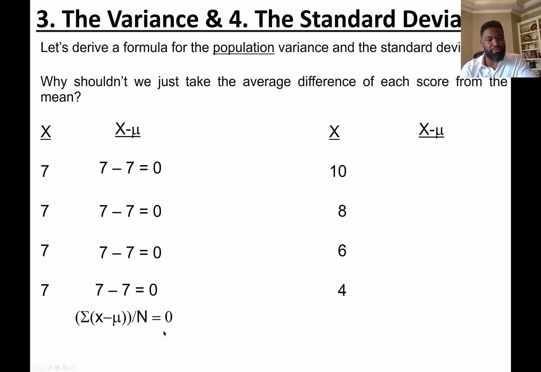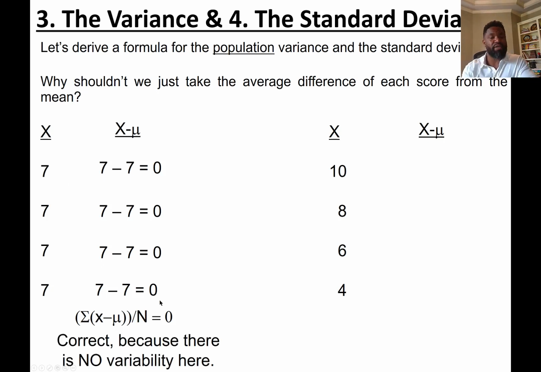What that 0 means is that we took each score minus the mean and added them all together and then divided it by the number of scores. If we did that, we would get 0. And that would basically be saying that there's no variability here. By saying no variability, what we mean is all the scores are the same. And that's true here, correct? All those scores are the same, so there is no variability, and that's exactly right. So this would be correct because there is no variability amongst these data.